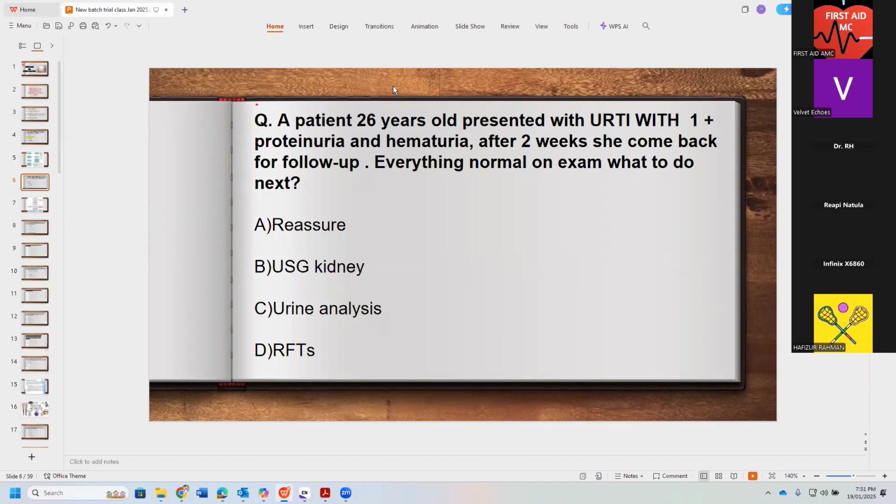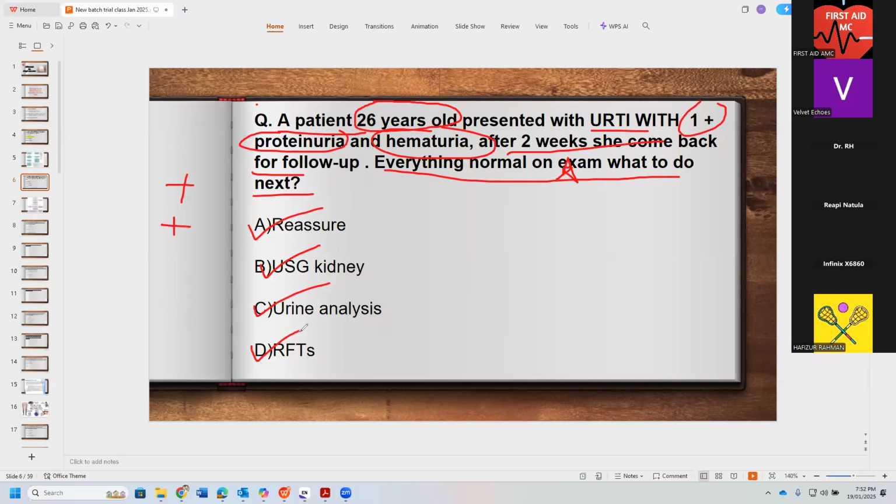All right. Next question. A patient, 26 years old, presented with upper respiratory tract infection, also has 1 plus proteinuria and hematuria in the urine. After 2 weeks, she came back for follow-up. Everything is normal on the examination. What do you want to do next? Reassure, ultrasound kidney, urine analysis, or renal function test?